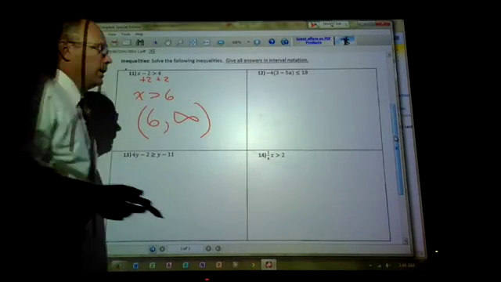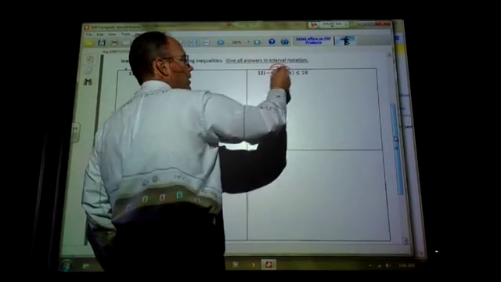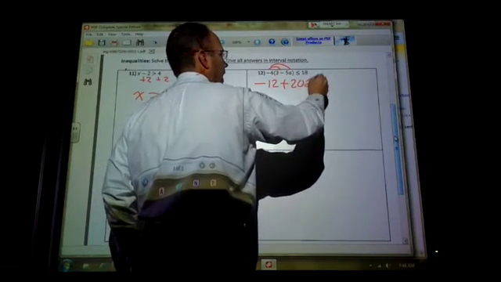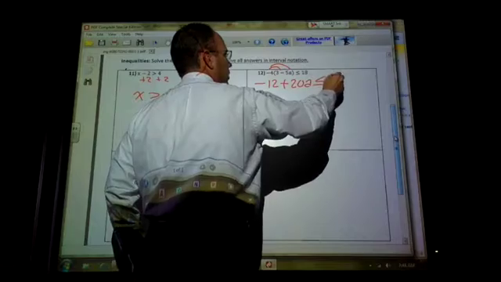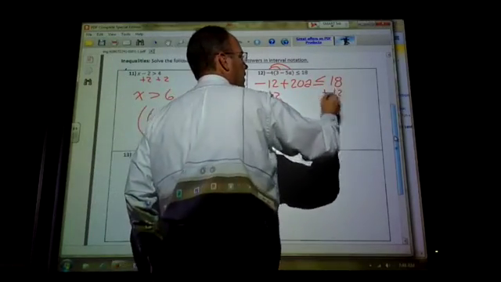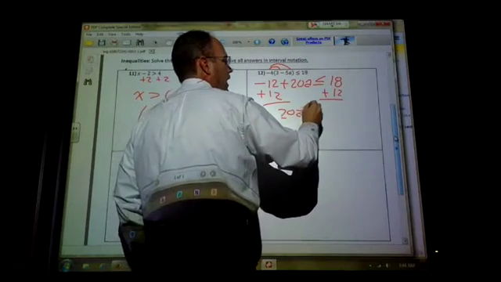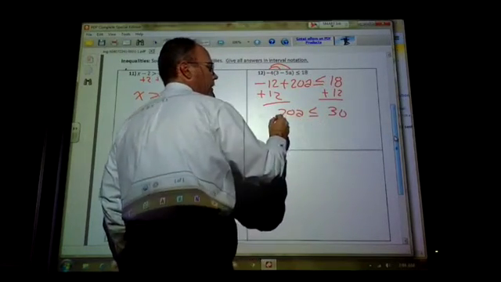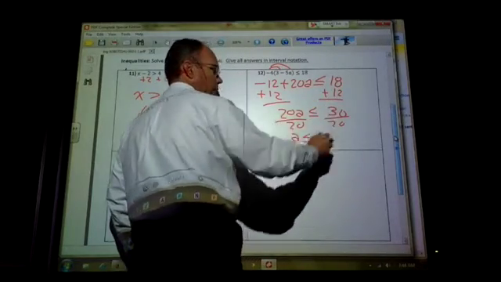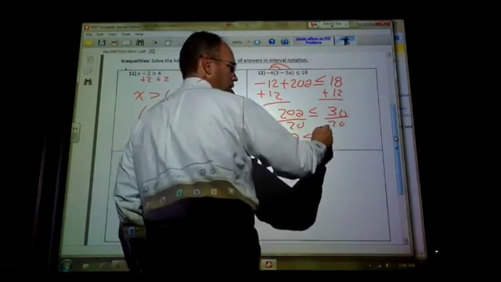Problem number 12, I'm going to distribute the negative 4. So I get negative 12 plus 20a is less than or equal to 18. Let's solve this. I'm going to add 12 to both sides. So 20a is less than or equal to 30. Divide each side by 20. Reduce it if you can. 30 over 20 is 3 over 2.